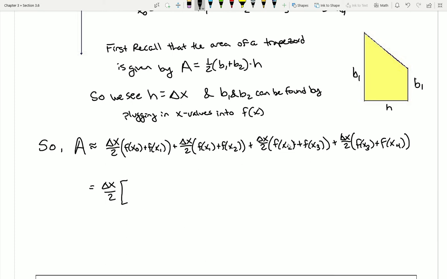And if I think about what's left, it's just going to be a whole bunch of f's. But what you'll notice is that a lot of these f's are repeated, right? Like, if I wrote some of these down, I could see that I have only a single f of x0 in this whole list, but I actually have two f of x1s, two f of x2s, two f of x3s, but I only have one f of x4.